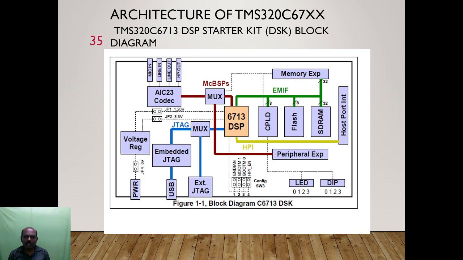We have used 6713 DSP processor, then CPLD, flash memory, then SDRAM memory, then host port interrupt, then memory exceptions, peripheral exception, then LED parts, then DIP, the next AIC23 codec, then mic input, then line in, then line out, then HP out. We have used these types of blocks in the TMS320C6713 DSP starter kit.